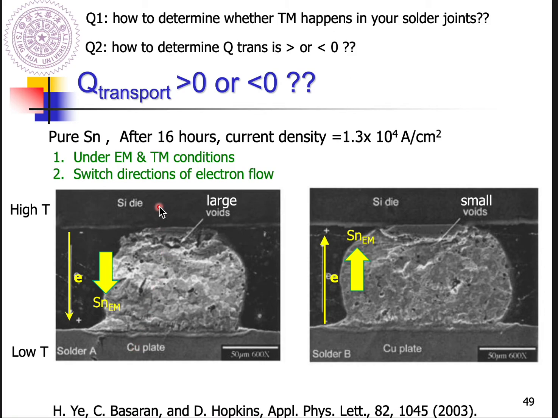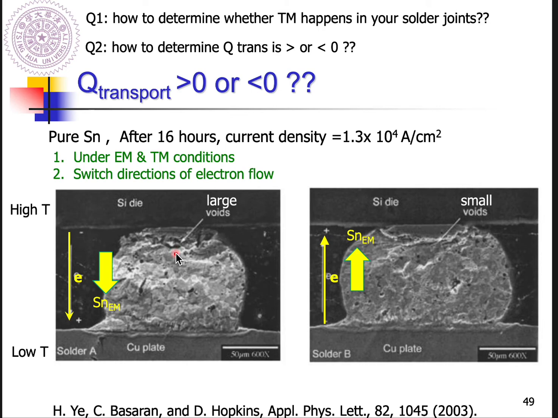So this is nothing related to the direction of electron flow, right? The key point is the line width at this side is smaller than this side, so that will cause a higher current density at this side compared to this side. So this side, the silicon side, always has a higher temperature. So you get high temperature here and low temperature here, and considering this, you observe a large void here and a small void here.